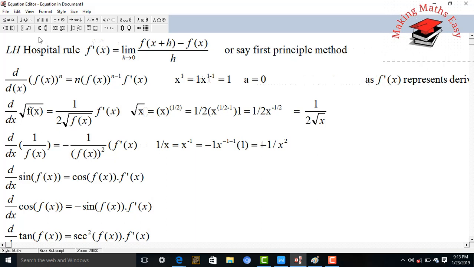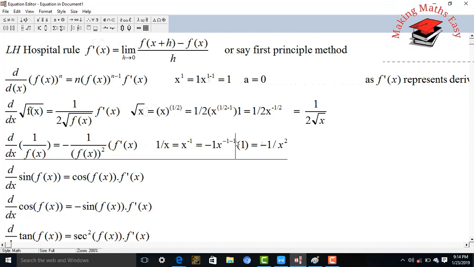F dash of x represents the derivative of the inner function, the depth function, which we have to take the derivative of afterwards. We are forming a loop of derivatives, and we will go in depth. So this minus 1 and minus 1 becomes minus 2. So it is in the numerator. If it is in the numerator, it is minus 2. If it goes in the denominator, it will become plus. So remember one thing: the derivative of 1 upon f of x is equal to minus 1 upon f of x the whole square into f dash of x.